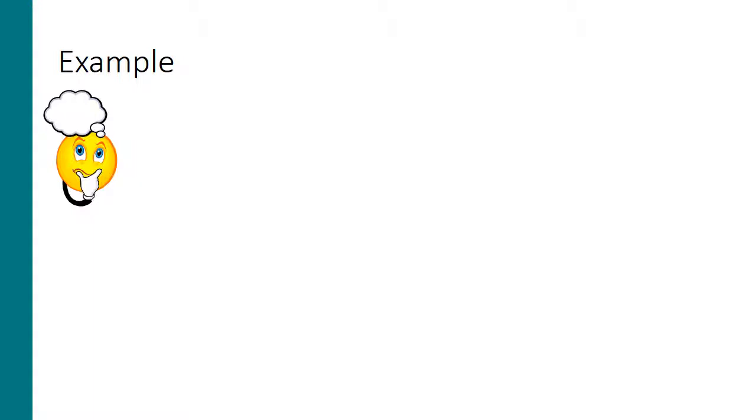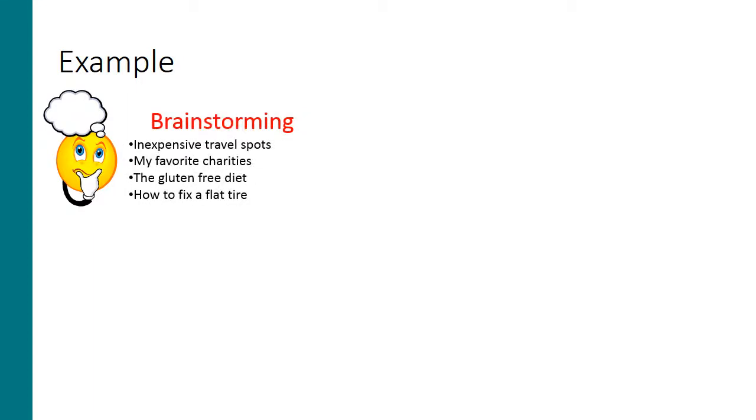So for example, I'm going to brainstorm on what I want to talk about for an informative speech, and I might come up with: I want to talk about inexpensive travel spots. I want to talk about my favorite charities. I could talk about the gluten-free diet. And I could also do a demonstration speech on how to fix a flat tire. I could do any of those if I chose.